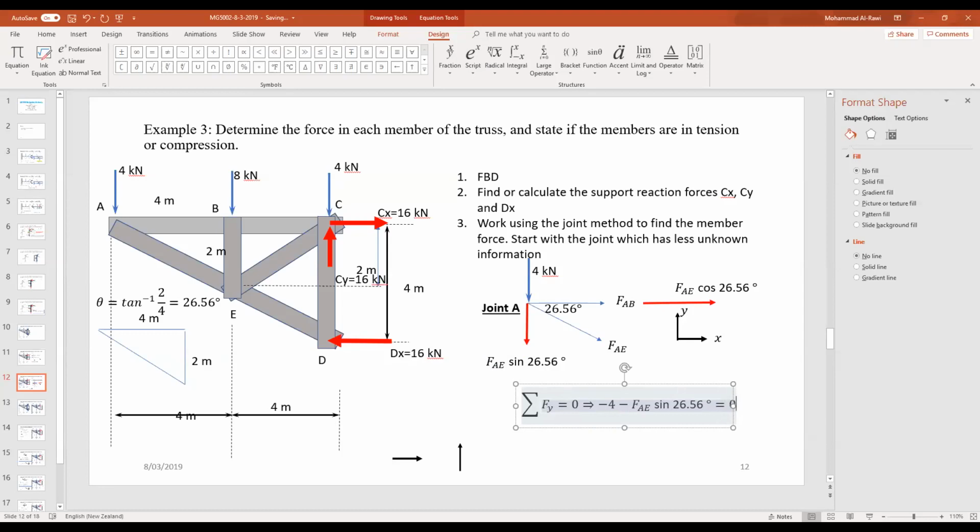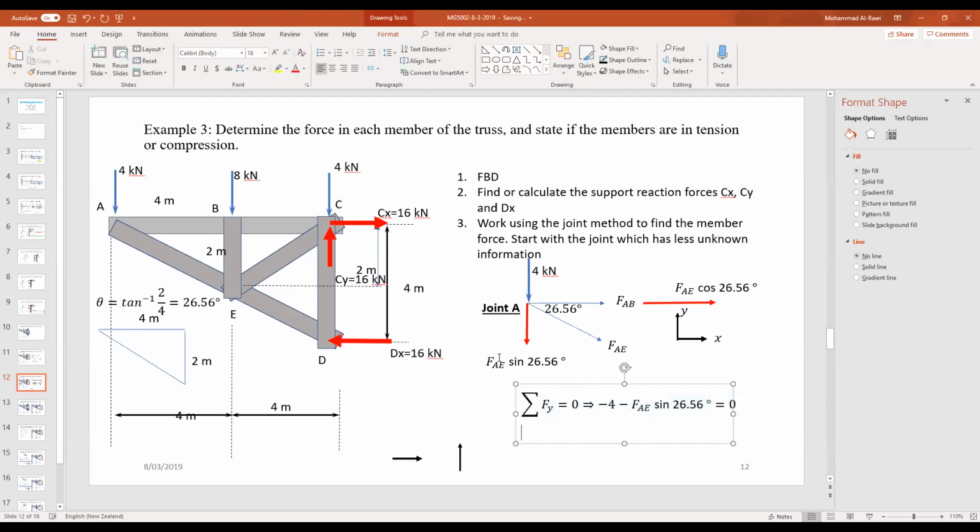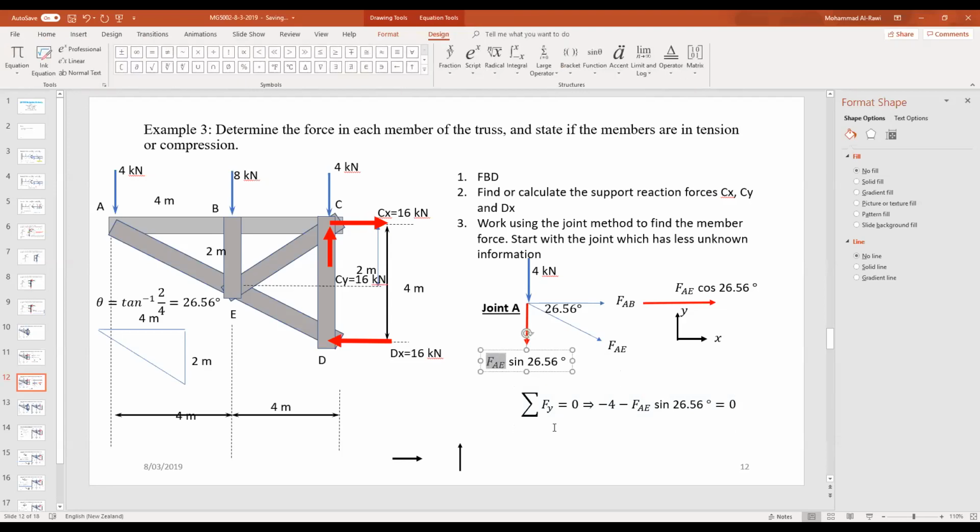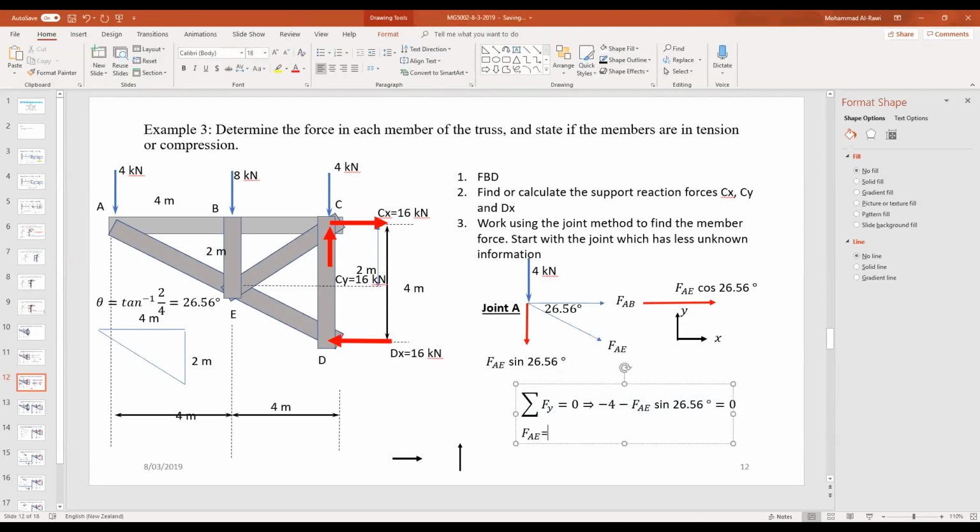So can you give me the value for FAE? Equals, so what's the value? Should be negative, positive. So definitely when they are both negative, then it should be positive. So 4 divided by sine 26.56, 8.9.